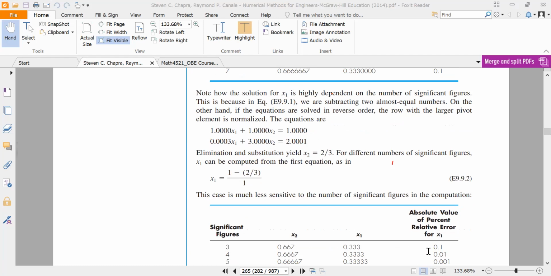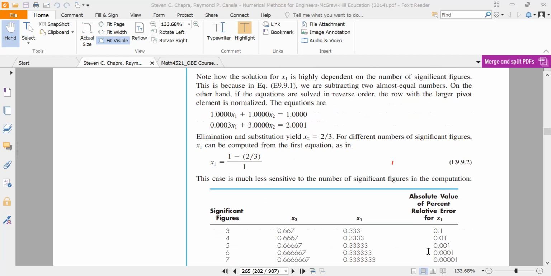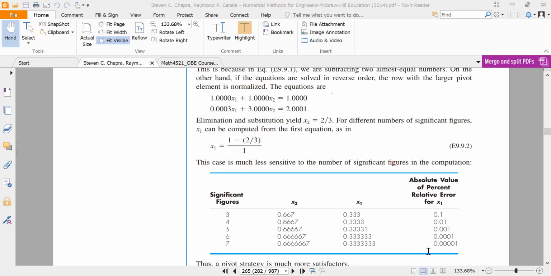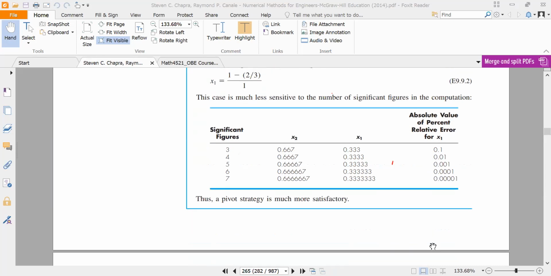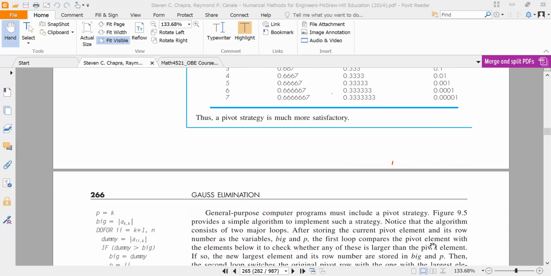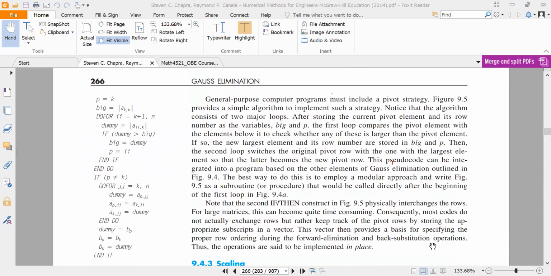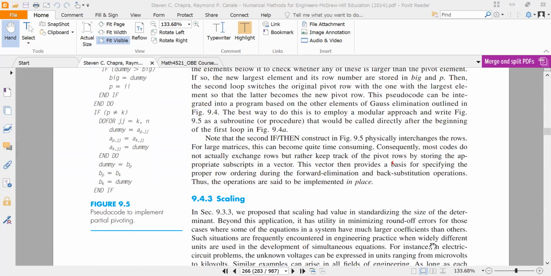And you see that the error is 0.01. It is much more efficient than what you have observed in your earlier case. And you can easily see that if we increase the number of significant figures, your error is gradually decreasing. It is in terms of percentage. Thus, even with 3 significant figures we can obtain a fairly accurate result. Thus, this is how your pivoting strategy will help us obtain results that are much more satisfactory than others.